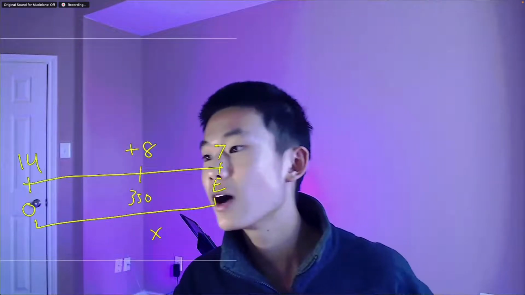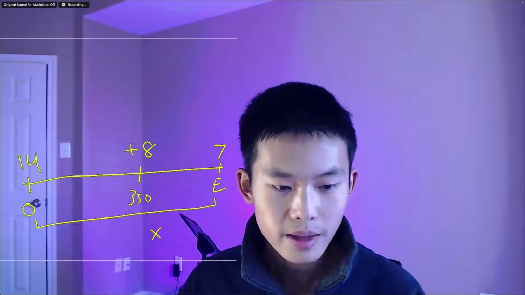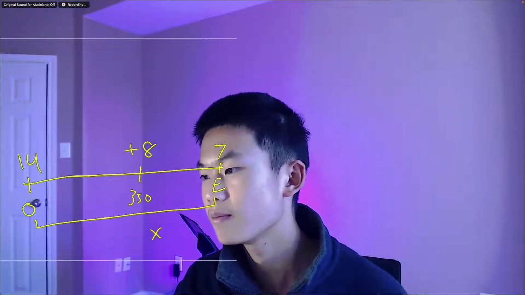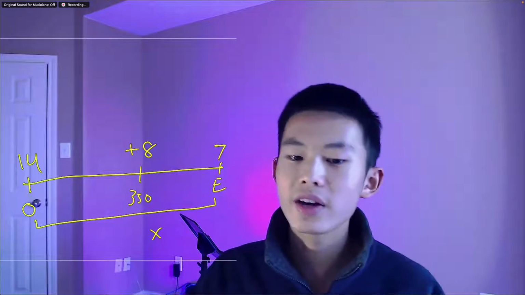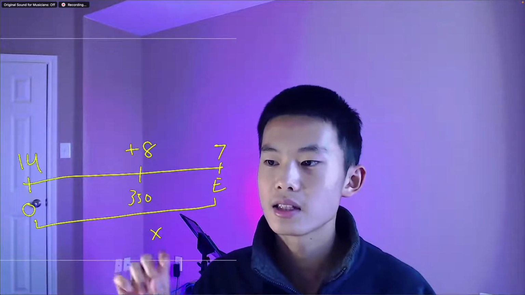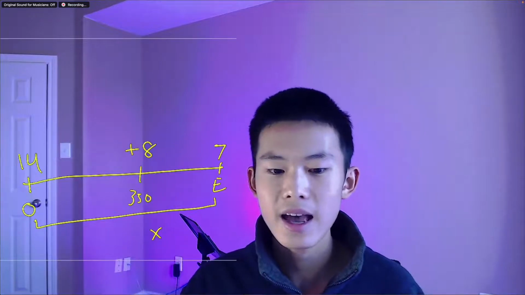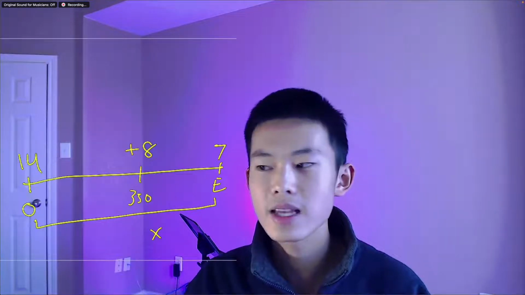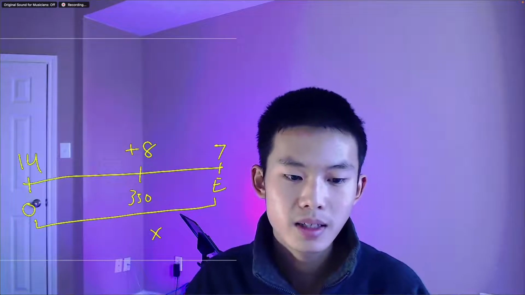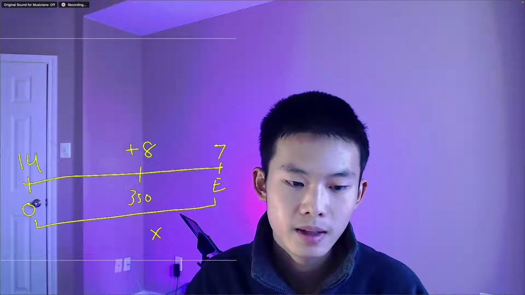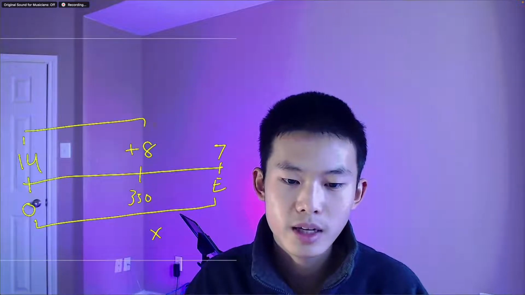Well, one way we could figure it out is, basically we have 14 at the start, right? And then at the very end we'll have plus 8. So we have 14 first, and we'll add 8, and then we know that finally we'll have 7. So we have 14 and we're going down to 7.